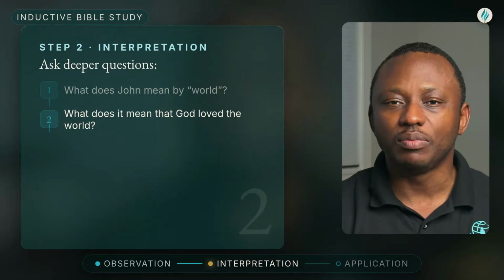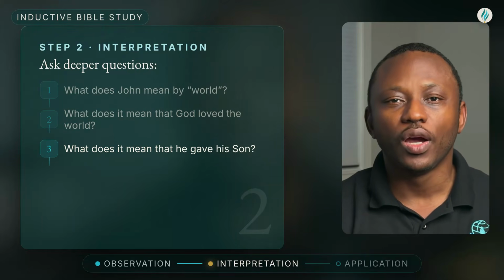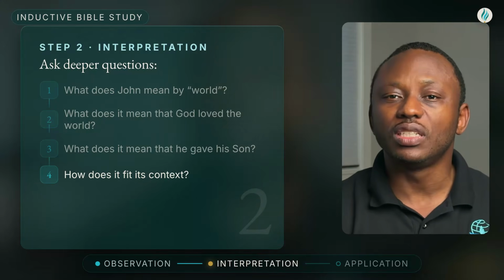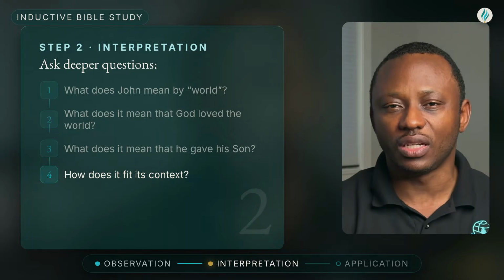What does John mean by the term world? What does it mean that God loved the world? What does it mean that he gave his Son? How does John 3:16 fit into the conversation happening around it? How does John use words such as world, believe, life, and Son elsewhere?